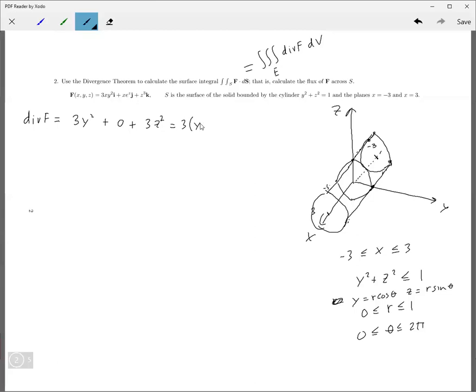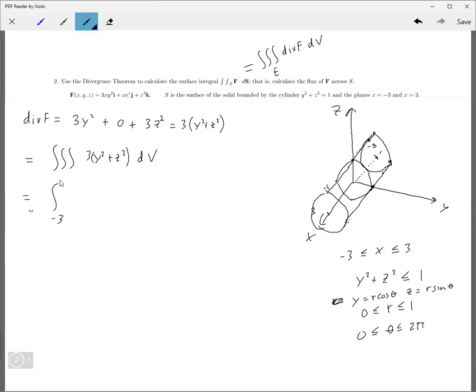Yeah, 3 times y squared plus z squared. Okay, so the integral is going to be 3y squared plus z squared dv. Okay, so that's what that is. But we switch to these polar coordinates.